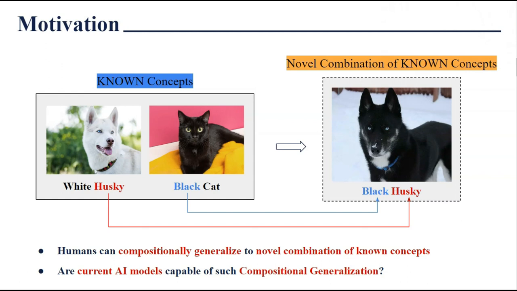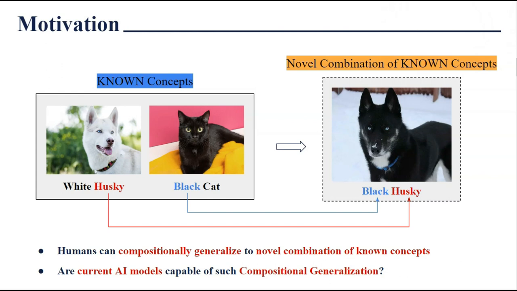So for example, as humans, if we have encountered a white husky and a black cat in our life, then we can very easily infer how a black husky would look, even if we have never seen one. Because we can very well compose the concept of black color with the concept of a husky dog. It's a very trivial task for humans to compose such known concepts in novel ways. Such compositional and grounded language understanding in humans is what makes our learning so data efficient.